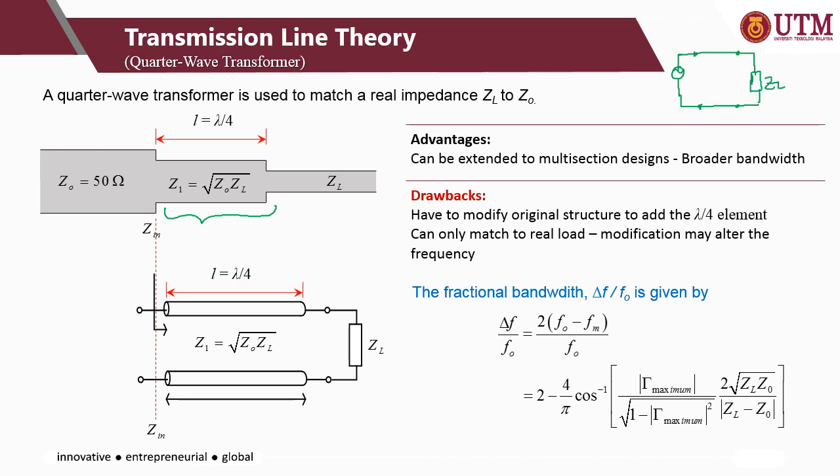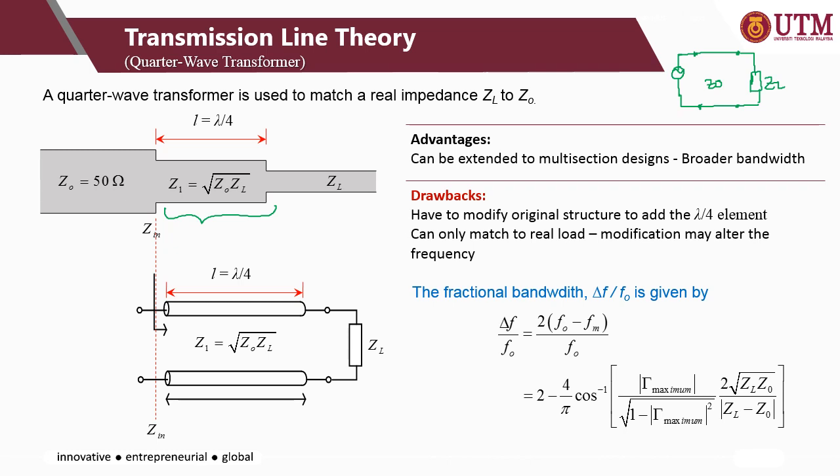We have seen earlier how to match ZL to Z0, the transmission line characteristic impedance. To match ZL to Z0, we can use the stub matching technique. We can also use the impedance matching or L section matching techniques. Now we are going to look at another technique that can be used to match Z0 to ZL, by the inclusion of an additional element with the length of λ/4.